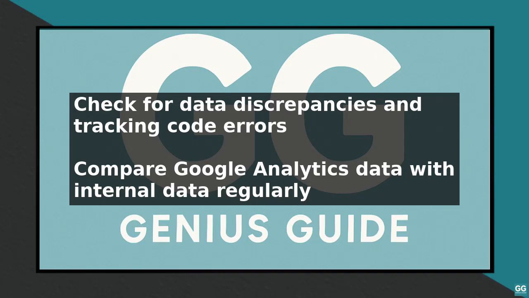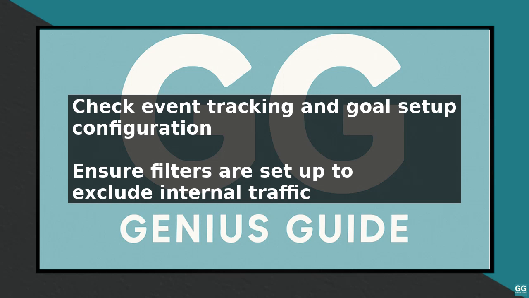It is also important to check for any filters that may be blocking or altering your data. Make sure that you have set up the correct filters to exclude internal traffic and include only the data you want to track. In addition, check your event tracking and goal setup to ensure that they are correctly configured. Make sure that your events and goals are set up to track the correct actions and conversions on your website.